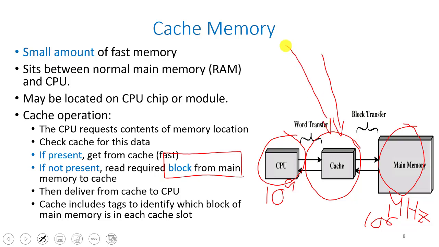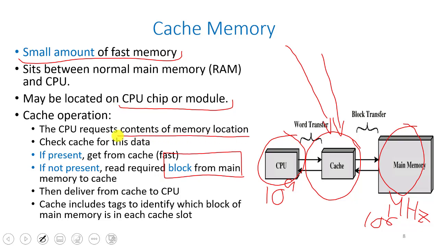This makes the cache very, very fast. So it's a small amount of fast memory. It sits between the CPU and the main memory. Its location may be on the CPU or outside the CPU, which we are going to discuss in the next slide. Cache operation. CPU requests information from the memory location.